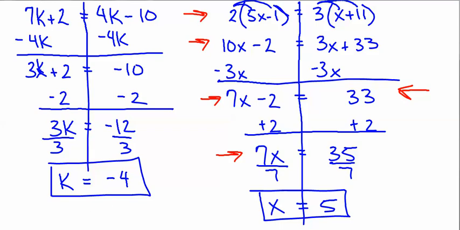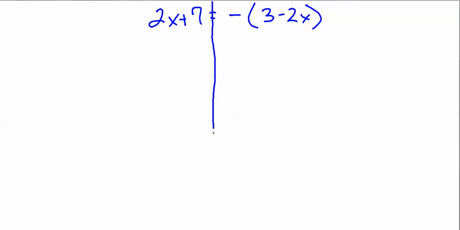Take a look at this. 2x plus 7. Alright, is there anything that can be done first on the left-hand side? No, it just stays 2x plus 7. No distributive property, no combining like terms.